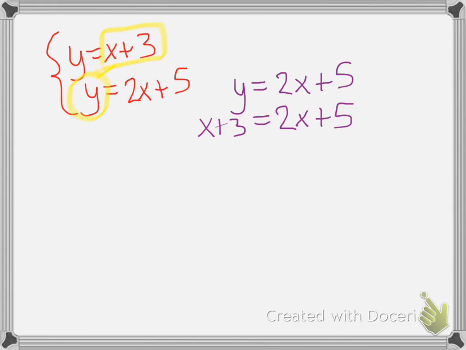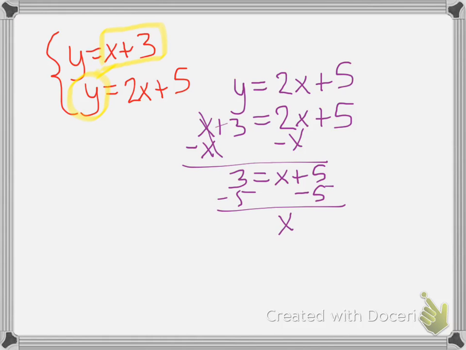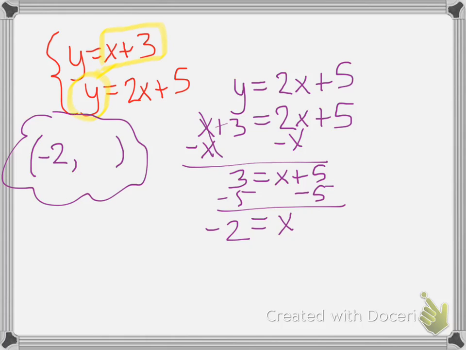Remember, on these substitutions you also have to show work. If you don't show work, we won't give you credit because we need to know that you were using that specific method. I'm going to take all my x's over to one side. That leaves me with 3 on the left and x plus 5 on the right. Take my 5 and move it over, and it leaves me with x equals negative 2. I'm going to put my negative 2 up here so I don't forget. This is where my answer goes.